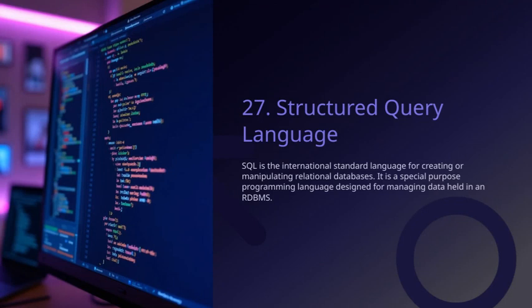Let's talk about SQL, which is actually the international standard language used for creating and manipulating relational databases. It's a specially designed programming language, tailored specifically for managing data stored in relational database management systems, or RDBMS. The key point here is that SQL isn't just a random language. It's a universal standard, meaning it's recognized and used worldwide. This makes it incredibly important for ensuring consistency and interoperability across different database systems.